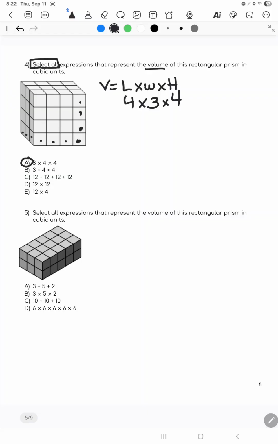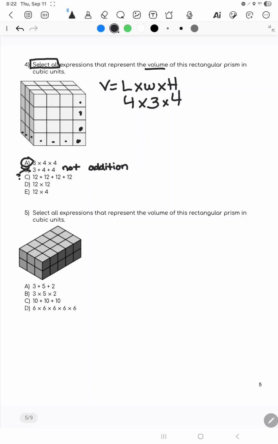Ooh, look at how mean. For letter B, they tried to catch me. It says 3 plus 4 plus 4. No, I'm sorry. It's not addition. The only time we were adding is when we had those combined prisms. We actually were combining the volume. But anyway, 12 plus 12 plus 12 plus 12. I'm going to mark that as a maybe. It could be. I'm going to keep going with my multiplication though.